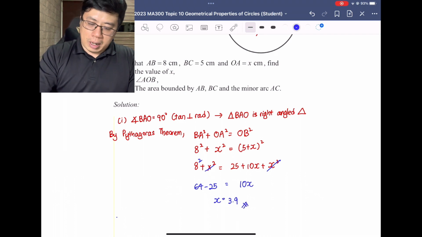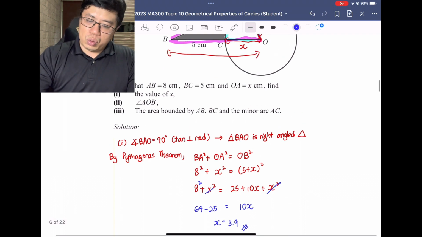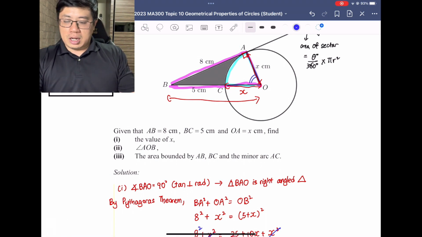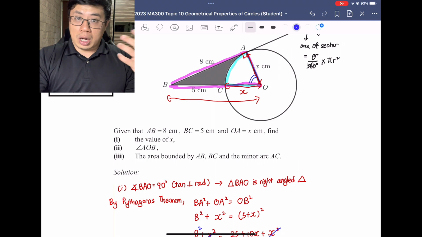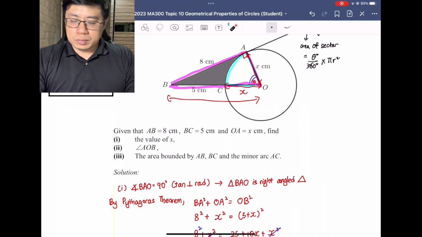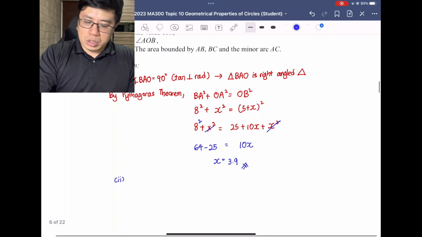Now let's look at part 2. Part 2, we are supposed to find angle AOB. Not too difficult because I'm still using SOH CAH TOA, since it's a right angle triangle. Since triangle OAB is a right angle triangle, I can use SOH CAH TOA. So tangent AOB is the same as the opposite side over the adjacent side.